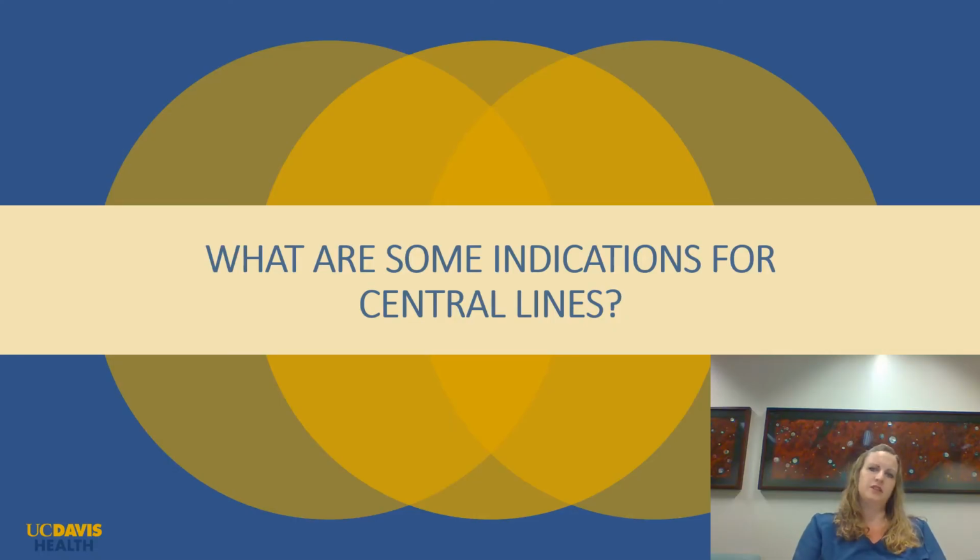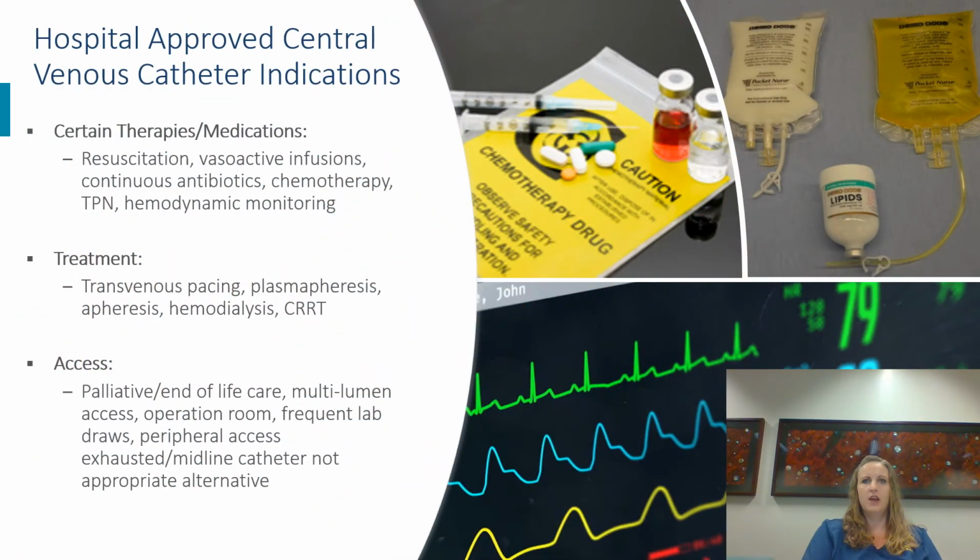I want you to ask yourself, why would a patient need a central line? What are the indications that would require them to get a central line placed? What are our facilities' indications for placing a central line? So here you can actually see all of those hospital-approved indications to get a central venous catheter. Per the Venous Access Master Policy, which is Policy 13001, these are the hospital-approved central venous catheter indications. The categories include certain therapies and medications, treatment, and also access.